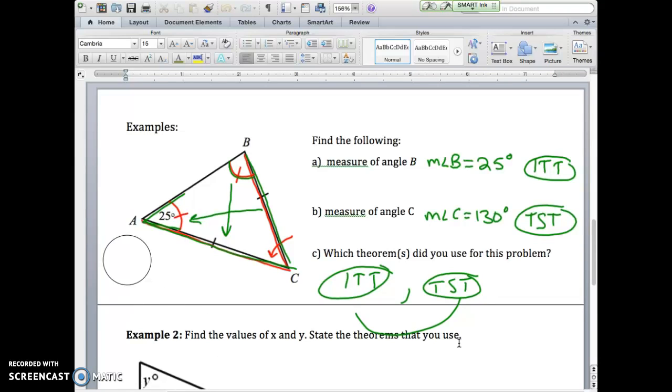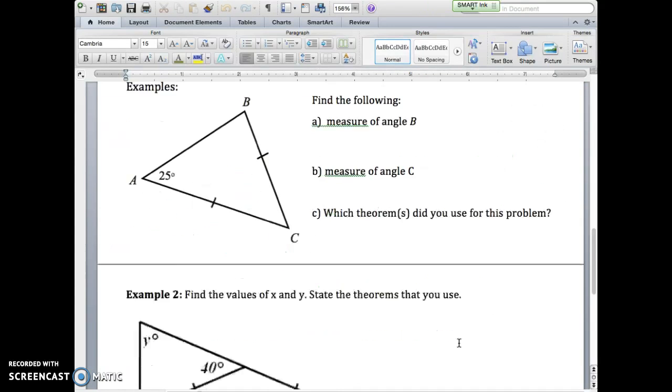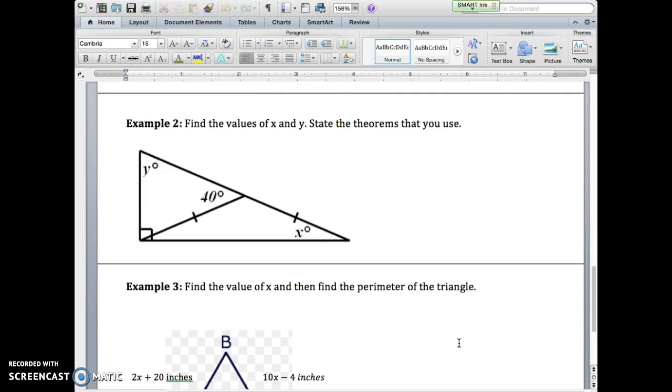All right, let's look at the next example. So that was kind of a very basic one. Example 2: find the values of x and y. State the theorems that you use. So let's see. Here's my isosceles triangle theorem, and here are the legs. So I know that in an isosceles triangle, the base angles are congruent. So whatever these two angles are, I know they're going to be congruent. I could even mark this as x if I wanted to.